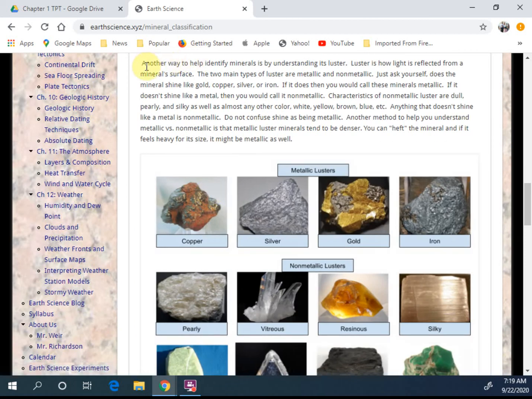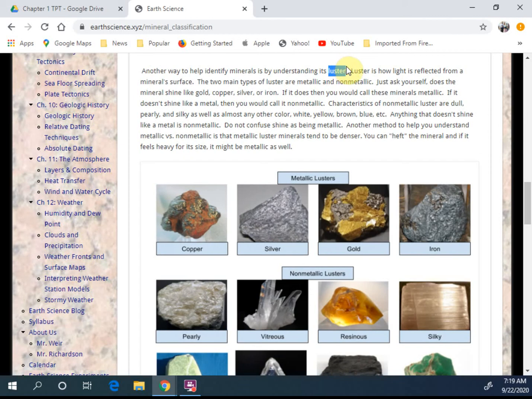Okay. Moving on, number 2, another way is to understand its luster. Luster is how light is reflected from a mineral surface. Good definition. And luster has 2 main types. You have metallic and non-metallic. So just ask yourself, does this metal shine like gold, copper, silver, or iron? If it does, it's a metallic mineral. If it doesn't shine like a metal, then it's most likely non-metallic.